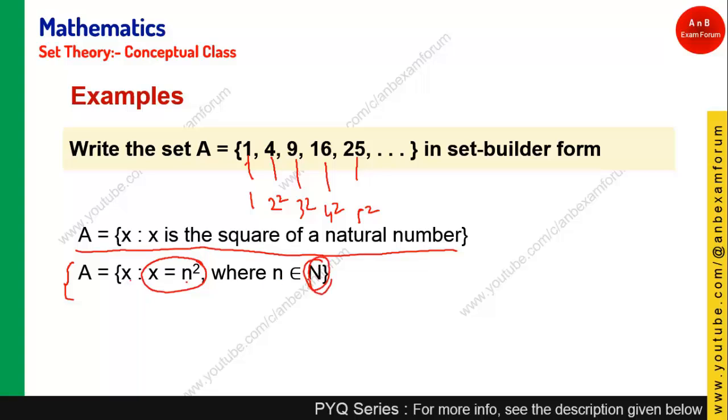So these are the notations. This epsilon means belongs to. We are going to cover it in the upcoming slides. Just for the time being, remember this epsilon means belongs to, and this capital N means natural number. These are the common notations that we use in mathematics. So it is the set of all x such that x is equal to n square. So basically you are telling that the set will consist of the square numbers.